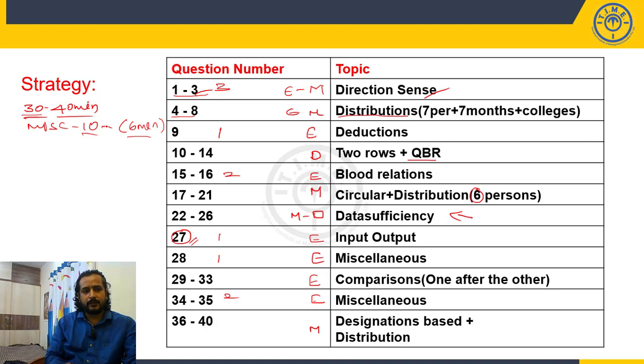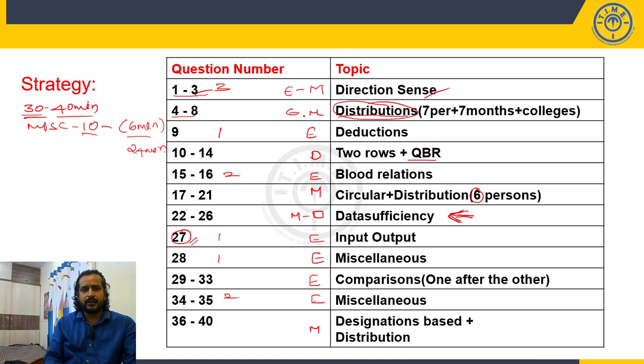So if you are spending 30 minutes, you can spend a maximum of 24 minutes more. In the 24 minutes, data sufficiency gets the last preference. Each data sufficiency is equal to 1 puzzle. Coding-decoding, blood relations, directions are easy. But if puzzles are given in data sufficiency, definitely it will take more time. So better to attempt it at the last, and then go ahead with the puzzles.